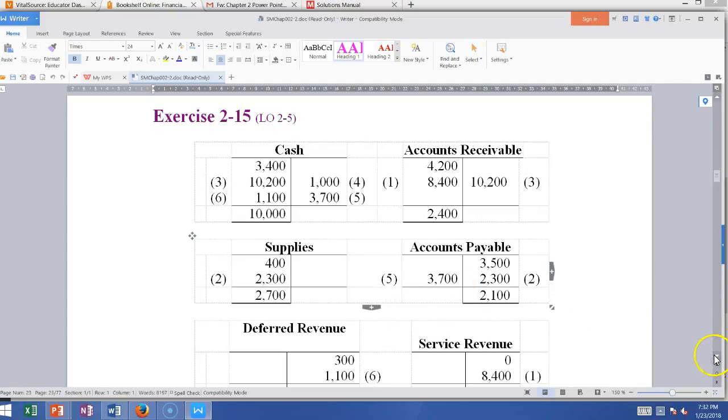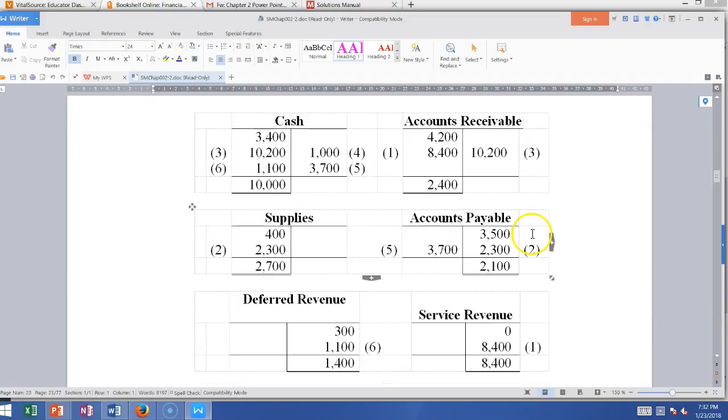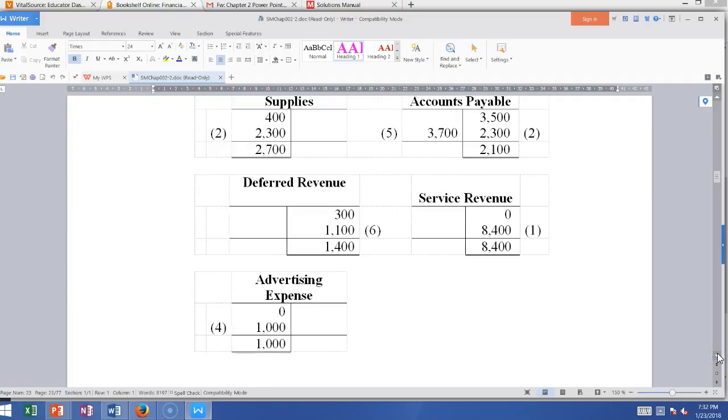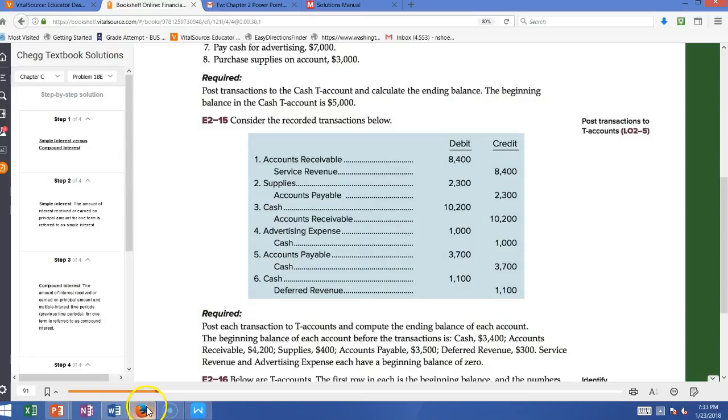Then our deferred revenue, we have a credit balance of $1,400. Our service revenue, a credit balance of $8,400. Advertising expense, a debit balance of $1,000. Does that make sense, guys? Yeah. Okay, let's go to the next one.